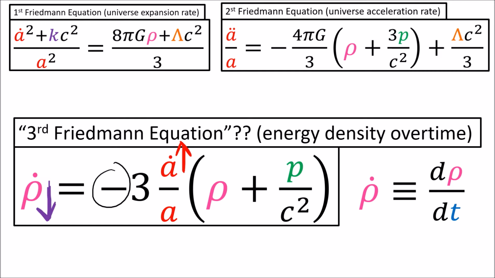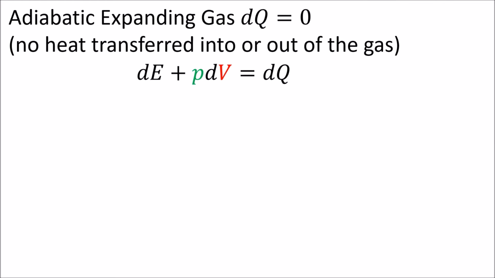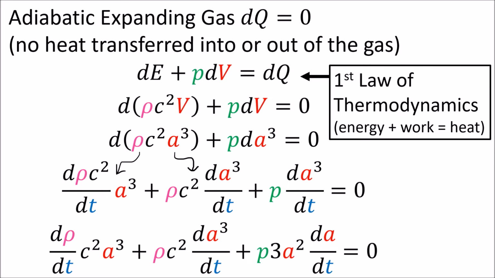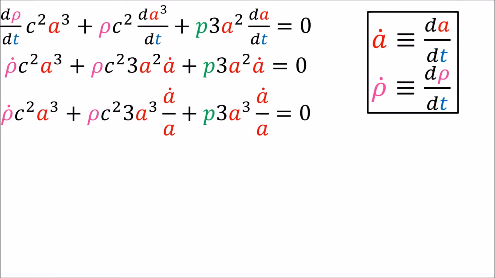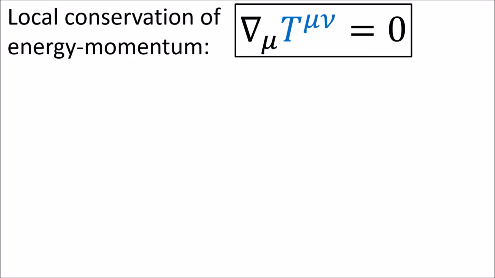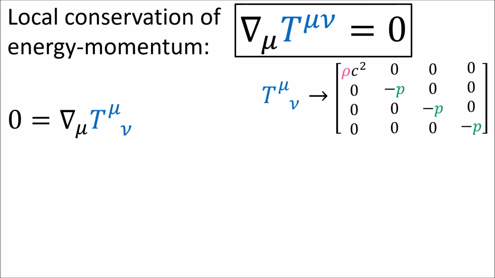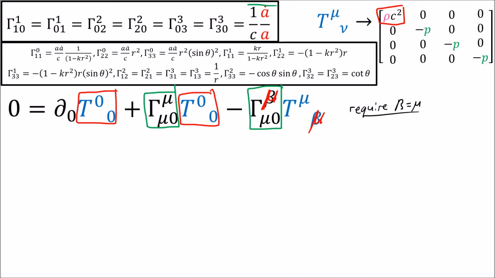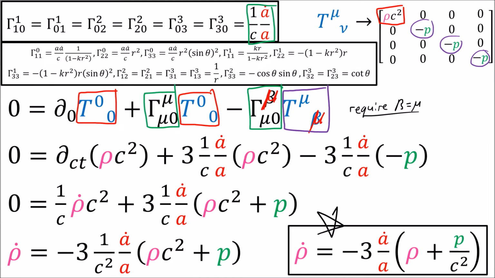There are actually two other ways to derive this third Friedmann equation. One other option is using the first law of thermodynamics, where we assume the universe expands adiabatically, meaning no heat is transferred into it. We can also derive the third Friedmann equation using the local conservation of energy law, which says that the covariant divergence of the energy-momentum tensor is 0.